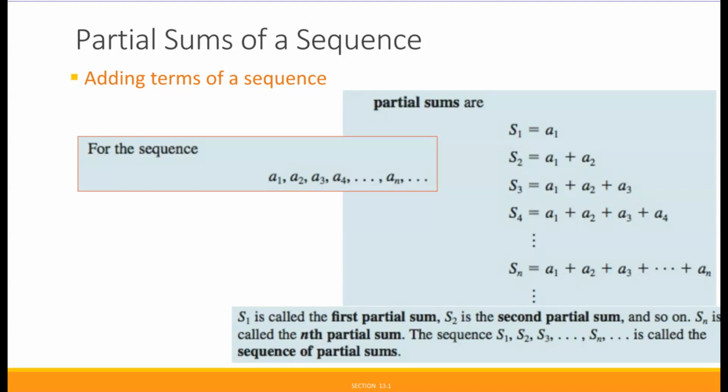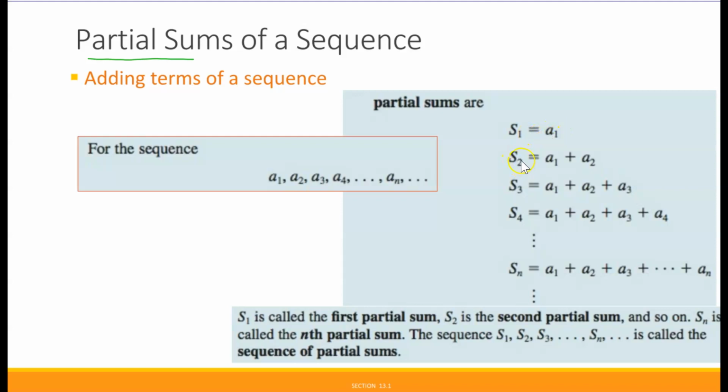When we want to start adding up some of those terms, maybe not all of them, then that's what we're looking at with a partial sum. We want to add up part of the terms. S1 would add up the first term. There's nothing to add to the first term, so it's just A1.